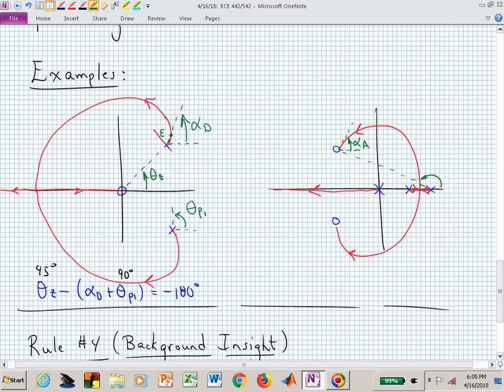I can calculate the angle from that pole. I can calculate the angle from this pole, and I can calculate the angle from that zero. And I'm calling alpha sub A my unknown. I don't know what that angle is, but all the others I can compute if I know those locations for all the other poles and zeros. That's rule number 5 in a nutshell.